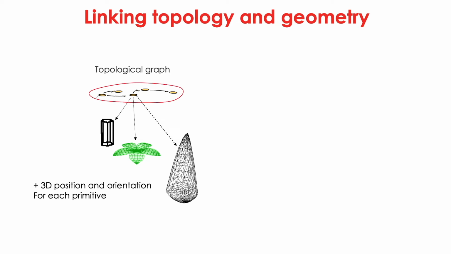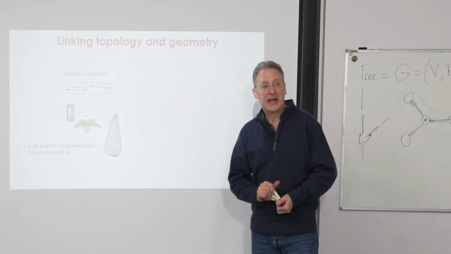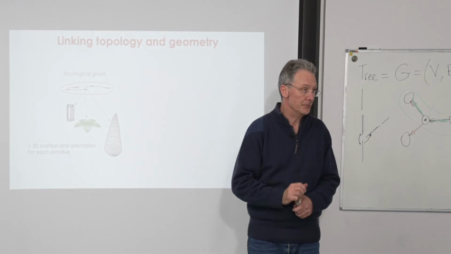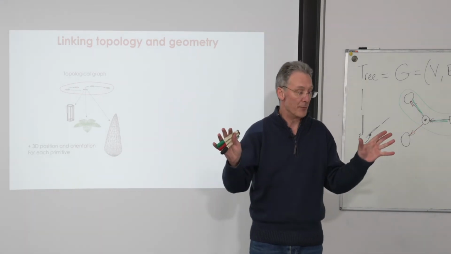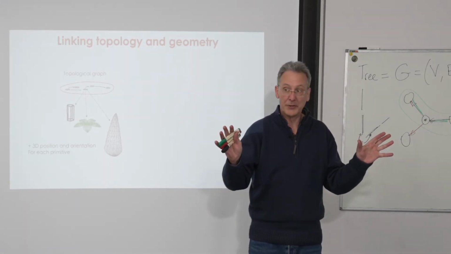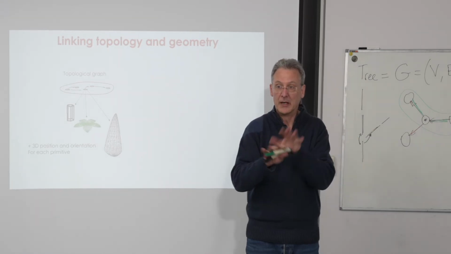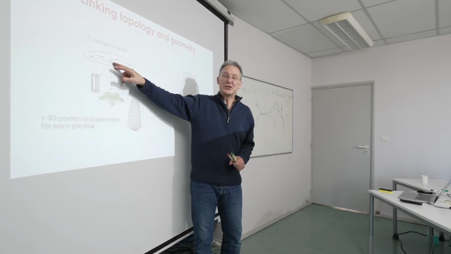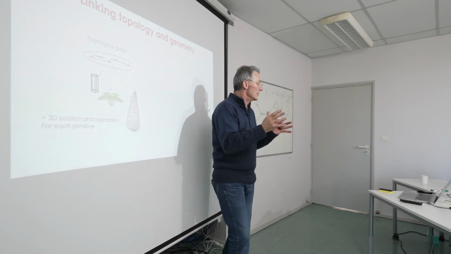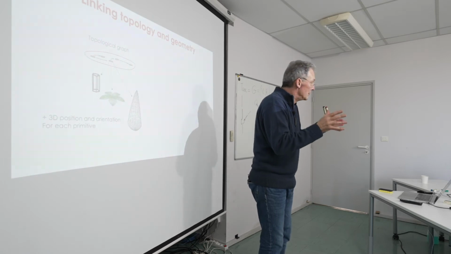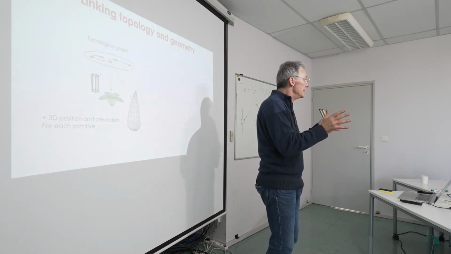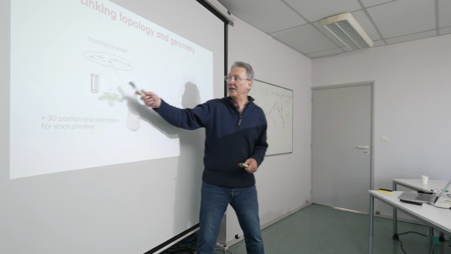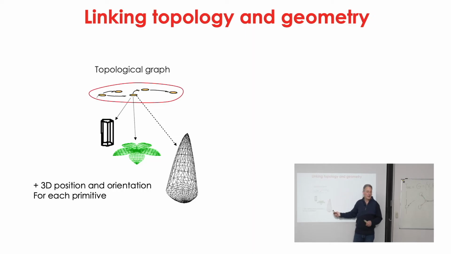Now, if you want to link the topology and the geometry, how do you do it? Because we have two types of representation. For the moment, we have no connection between the two. How do we do it? Well, it's very simple. For each node, a node basically corresponds to a particular botanical entity in the plant. It means that a node has a certain geometric model associated to it.